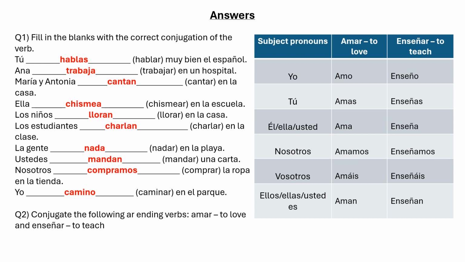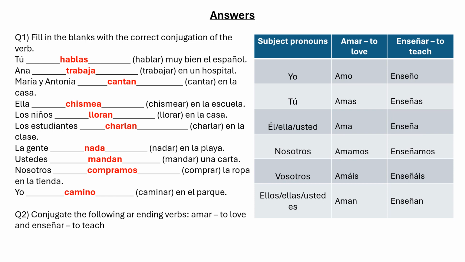María y Antonia cantan en la casa. Now, from where did this come? Well, María y Antonia means Maria and Antonia. That means that it is they, right? They in Spanish is ellos and ellas. Therefore, we will use the last conjugation, which is of an ending. So we will cut the AR of cantar and we will write an. Maria and Antonia sing in the home.